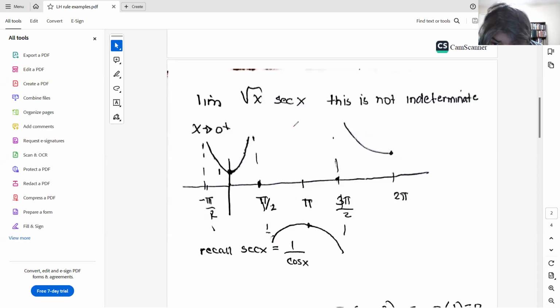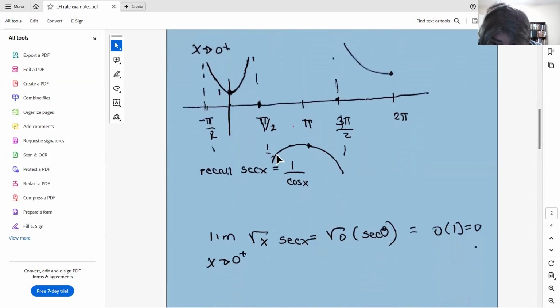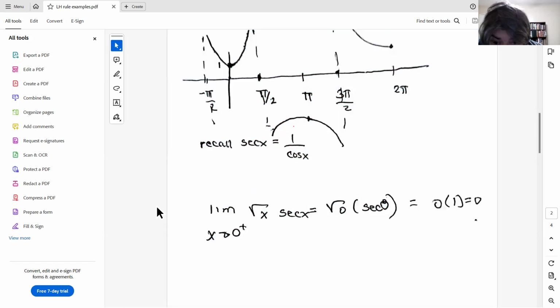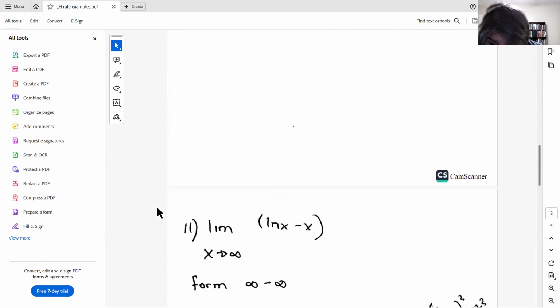So this becomes, let me come back, the square root of 0 times the secant of 0, which is 0 times 1, which is 0. So again, the limit was correct, but the form is not indeterminate. Just wanted to make sure that you had seen that in case you missed the video where we discussed it in the class. That video should be available to you.